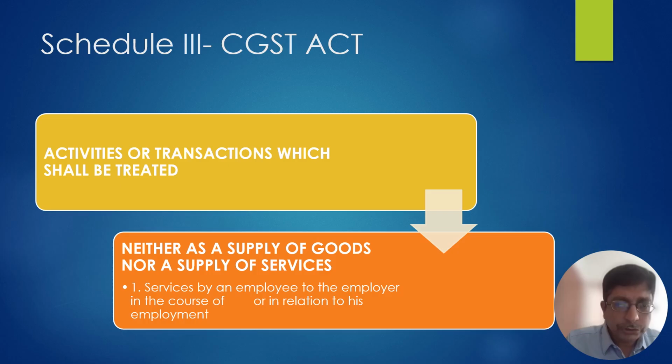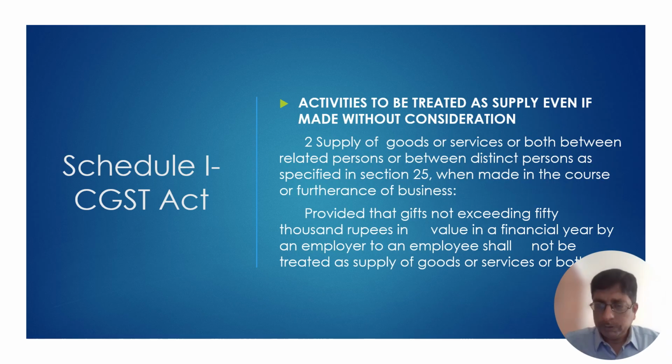Now let's see Schedule 1. In Schedule 1, certain transactions or activities are deemed to be a supply even without consideration. Employer and employee are related persons. Now, there is a proviso which provides that any gift given by the employer to the employee up to rupees 50,000 during the financial year per employee will not be treated as a deemed supply of goods or services, even if it is without consideration.